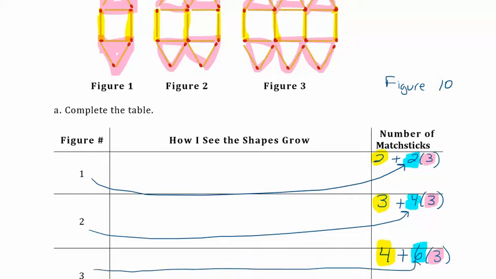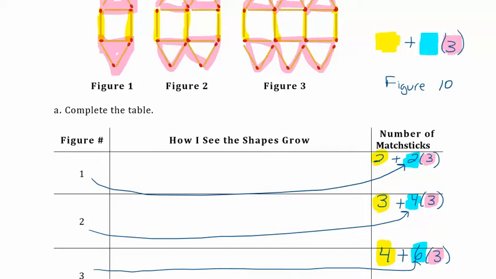Okay, so for figure 10, without drawing it, I'm going to figure out the yellow number, which is the vertical matchsticks, plus this light blue number, and then we're going to multiply that by the pink number, which is the matchsticks in a triangle, which is always 3.